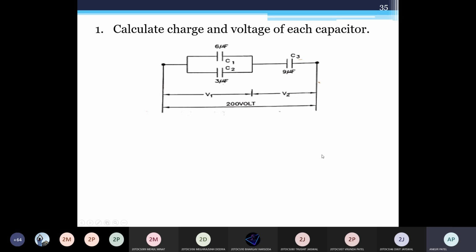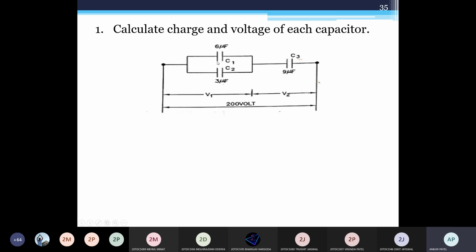Calculate charge and voltage of each capacitor. Here C1 and C2 are connected in parallel combination, with this 9 microfarad capacitor connected in series with this parallel combination. V1 and V2 are different for these capacitors, and 200 volt is applied across the capacitors. So we need to find the charge and voltage V1 and V2 of each capacitor.